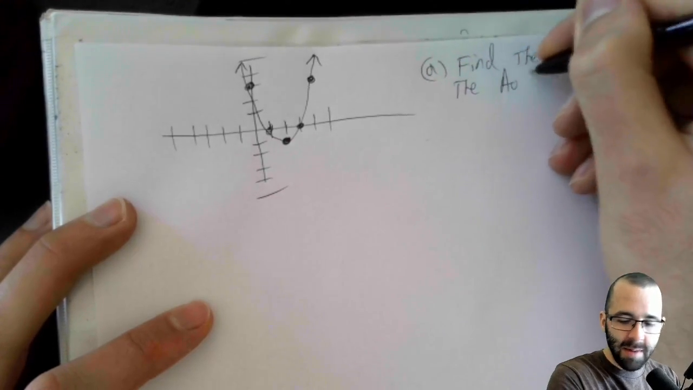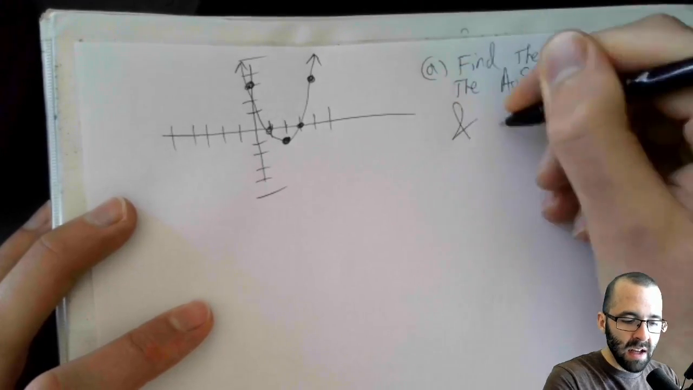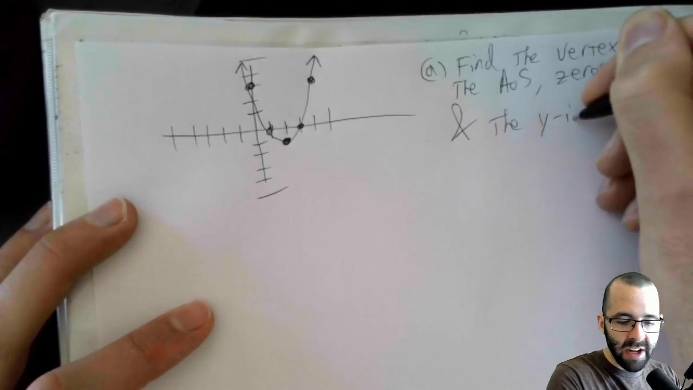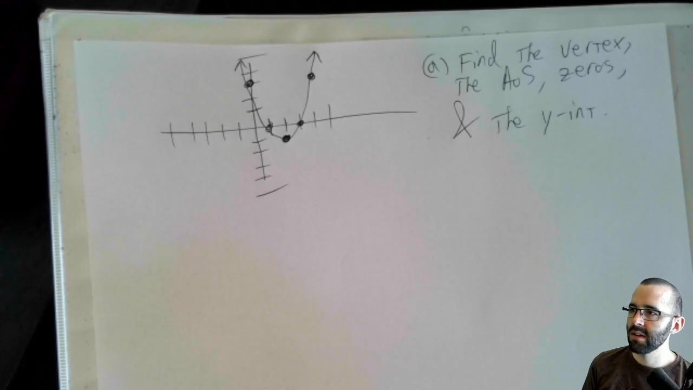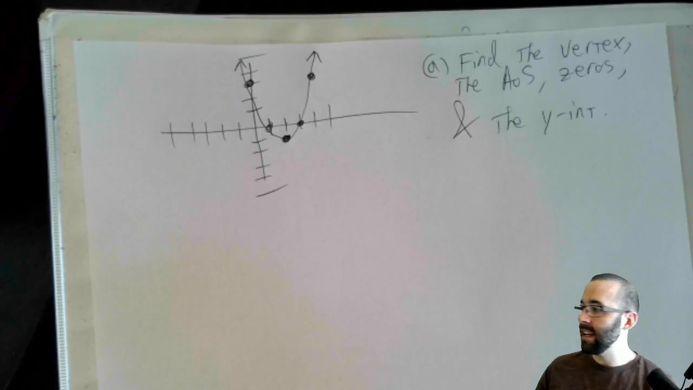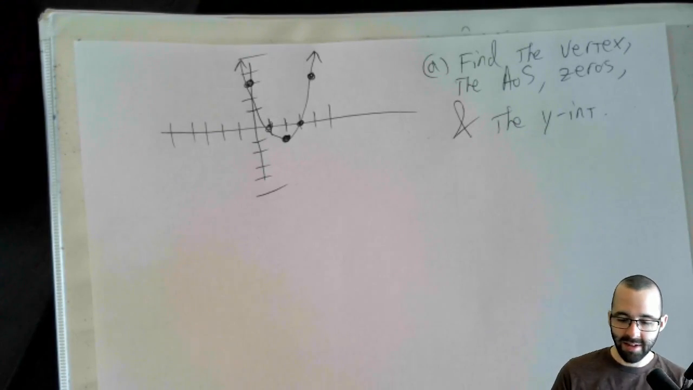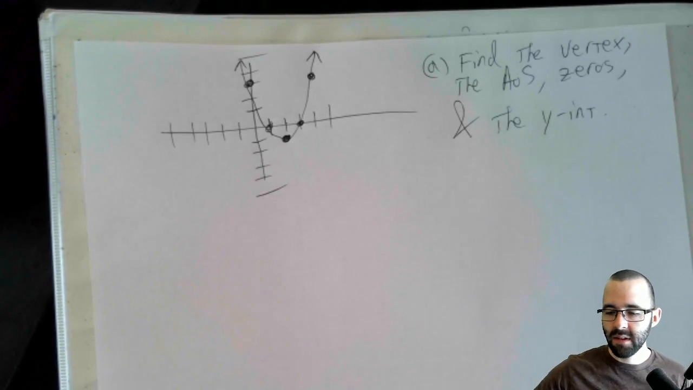Anyway, find the vertex, the axis of symmetry, the zeros, and the y-intercept. So find just everything that we talked about in that little picture we drew. So we're going to need to remember the picture, of course, so that we can find this stuff.